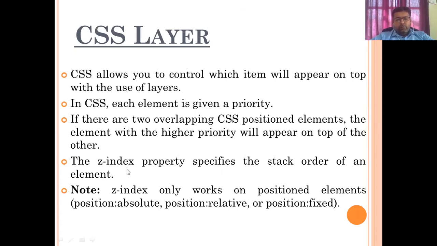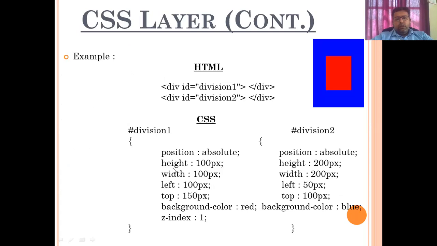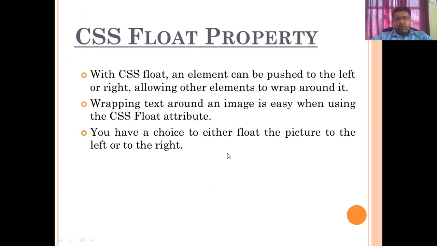So to remember the importance of the Z-index property, in this example you can see two things which we have created in the HTML and CSS file. Now, what is the float property? With CSS float, an element can be pushed to the left or right, allowing other elements to wrap around it. Wrapping text around an image is easy when using the CSS float attribute.